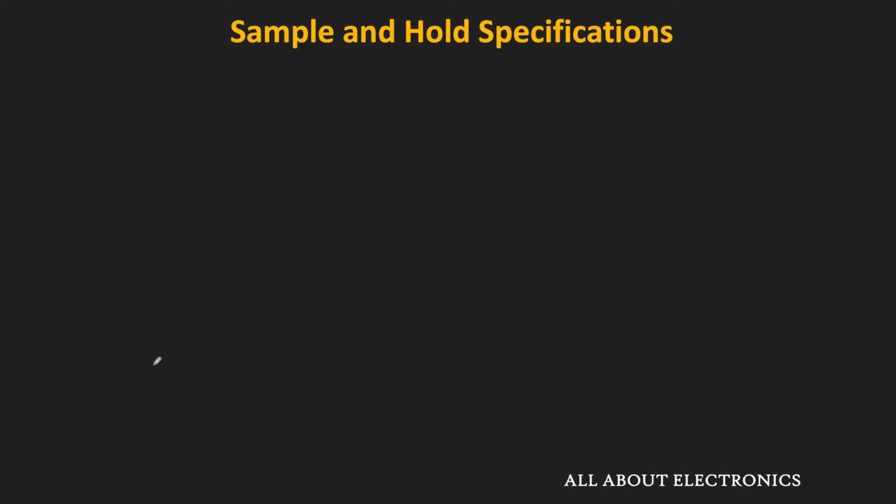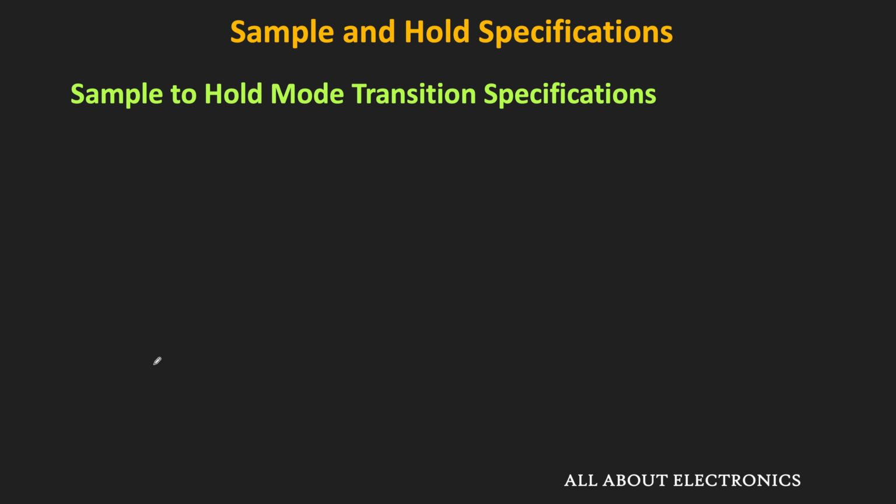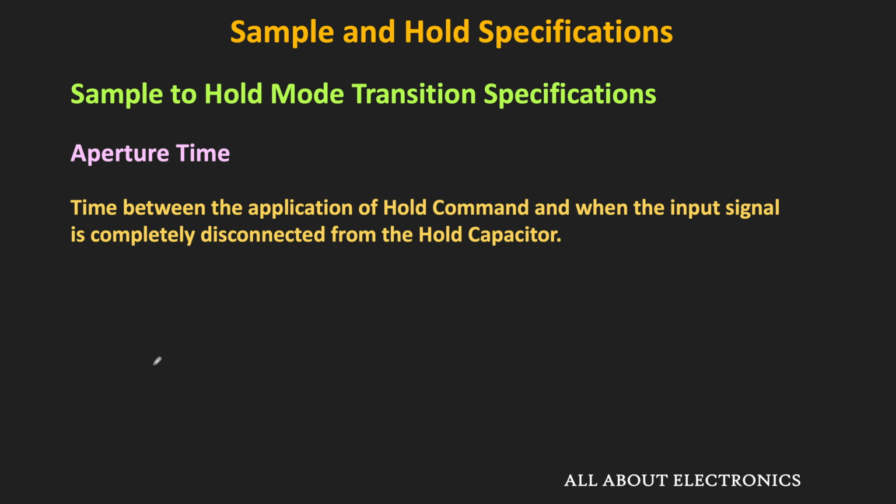Now, similarly, let us see the specifications which are defined for the sample to hold mode transition. Of course, when we apply the hold command, the sample and hold circuit will take some finite time to go from the sample mode to the hold mode. So these specifications are defined for the period when the sample and hold circuit is transitioning from the sample mode to the hold mode. There are a couple of specifications and one of them is the aperture time. It shows the time between the application of the hold command and when the input signal gets actually disconnected from the hold capacitor.